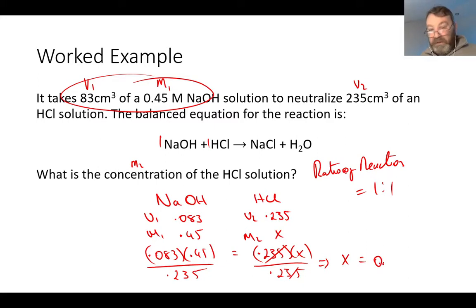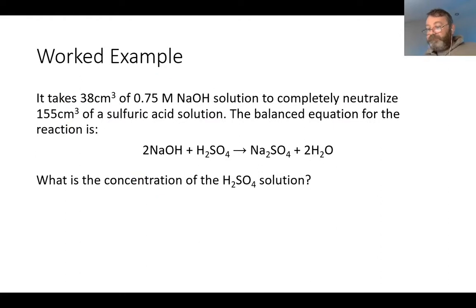Now look, 1589, I'd say it's okay to say that. That is the molarity of your HCl. Quite simple. Now you might say, yeah, fine, V1M1 = V2M2, that's grand. What happens when the ratio is not 1:1? Well, let's take a question in relation to that, the second worked example.